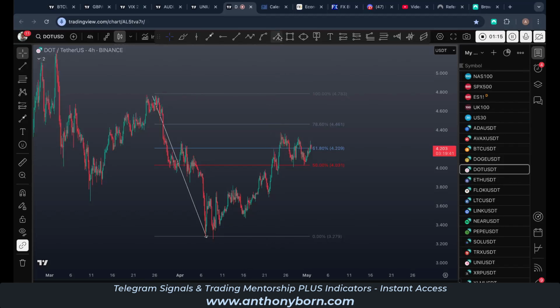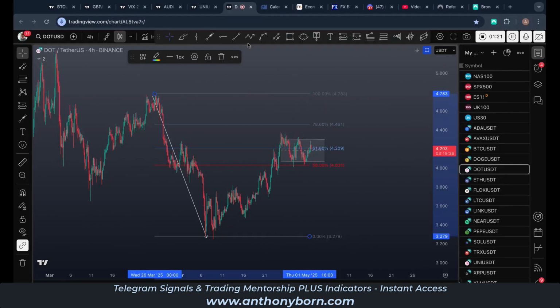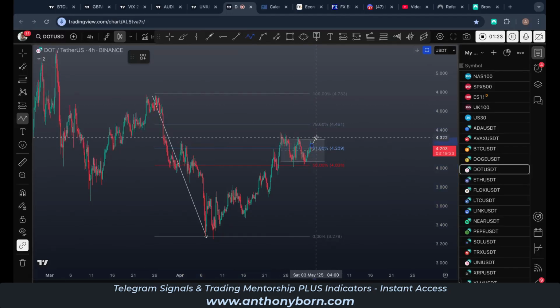Have a look at this range. Right, this is currently range bound. So what I would like to see with this would be possibly a bit of a fake out, run on stops above, and then we get displacement to the downside, something like that. That's a bearish scenario. I mean, look, this could push north.